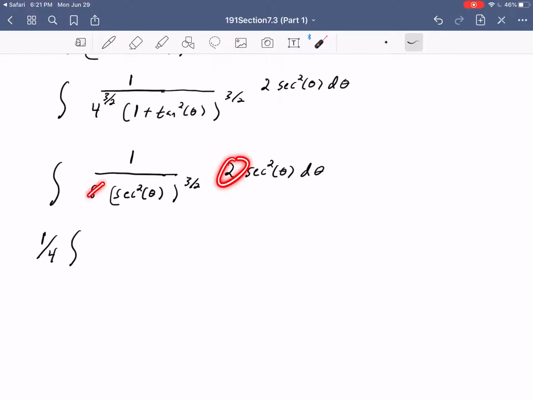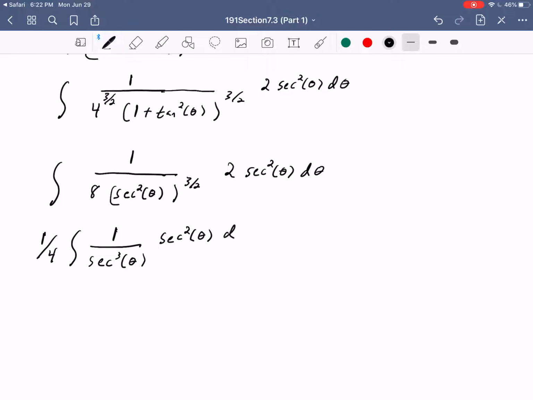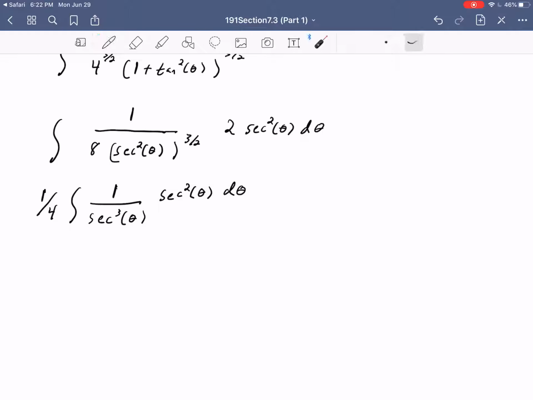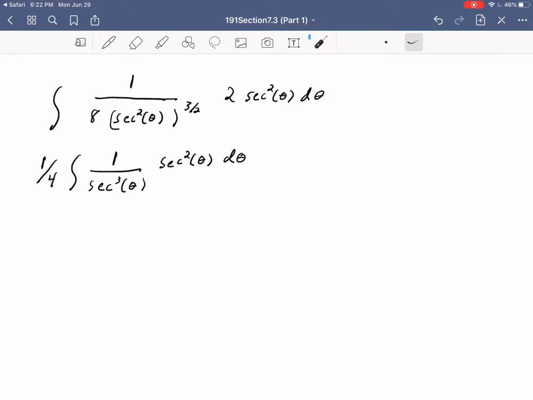So we should get 1/4 times the integral. That's the 2 divided by 8. That's giving us our 1/4. And then we said that this is going to become 1 over secant cubed. And again, that's power to a power when we're multiplying those exponents. And then we still have our secant squared out here. Okay, things are getting simpler at each step. Now we have another simplification. We can cancel here. And we can get 1/4 integral 1 over secant theta d theta.